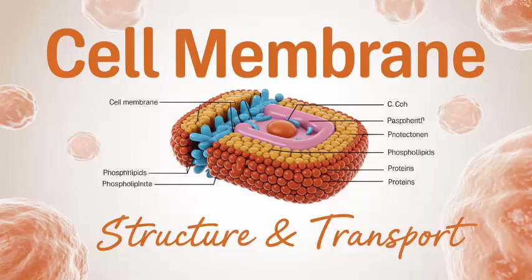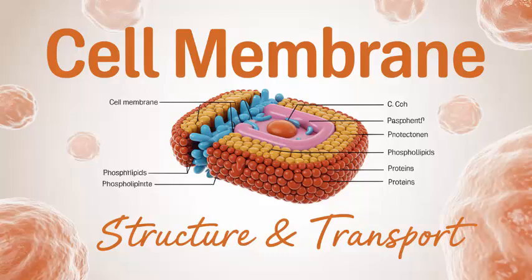Now give the three functions of the cell membrane. Last question. Protective function, selective permeability, and absorptive function. Very good. These three functions are important. Don't forget: protection, selective permeability, and absorptive function. Okay, thank you very much.